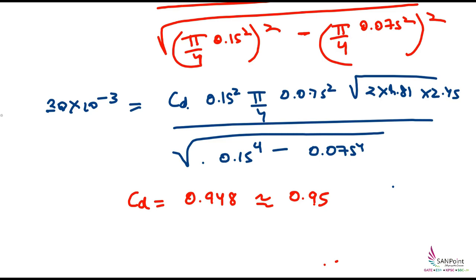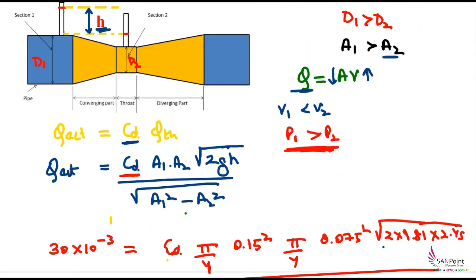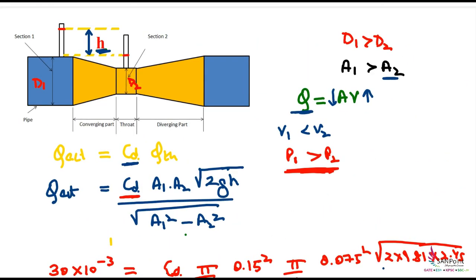So for that I am giving you one additional piece of information: for the Venturi meter, the CD value has a particular range. The CD value lies between 0.94 to 0.98. This is the common range for the CD.